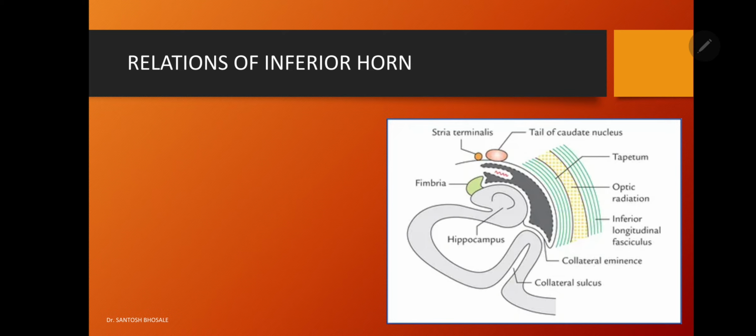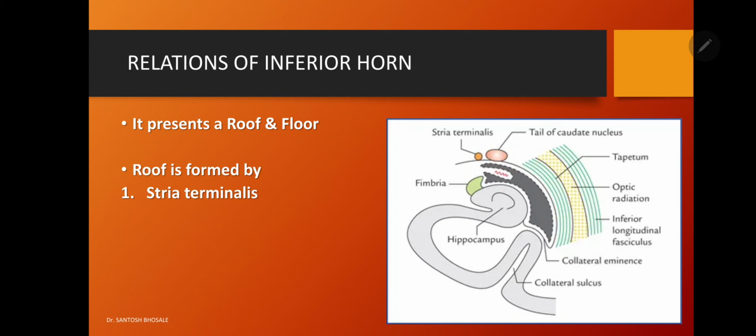And when you see the coronal section of the inferior horn, it has again, just like the posterior horn, a roof and floor. You can see them here. This is the inferior horn, and the roof is formed by the stria terminalis. This is stria terminalis. It is the projection fibers of the amygdala and tail of caudate nucleus.